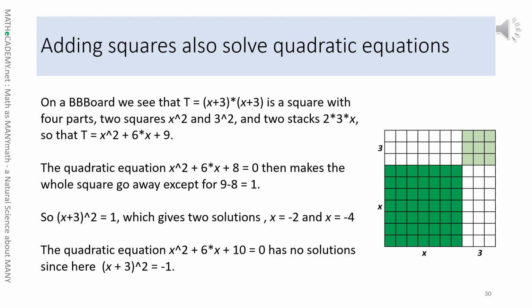The quadratic equation x squared plus 6 times x plus 8 is 0, then makes the whole square go away, except for 9 minus 8, that is 1. So x plus 3 squared is 1, which gives two solutions: x is minus 2, and x is minus 4. The quadratic equation x squared plus 6 times x plus 10 is 0 has no solutions, since here x plus 3 squared is negative, minus 1.